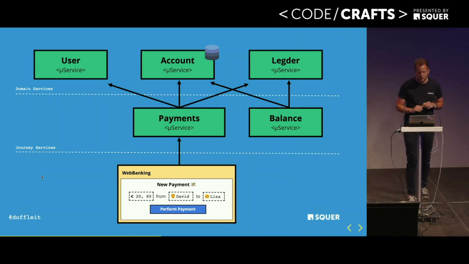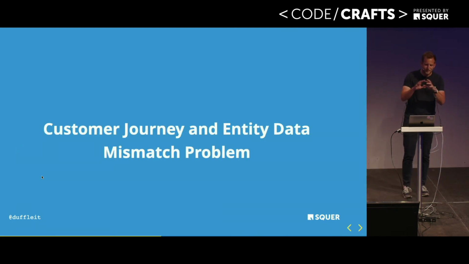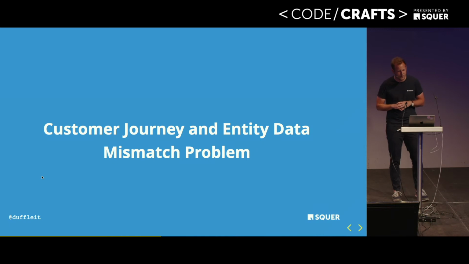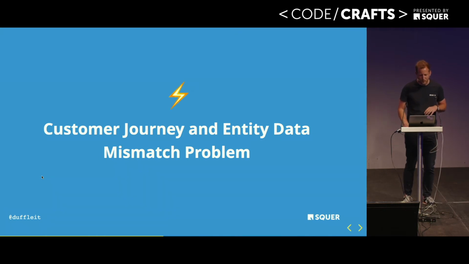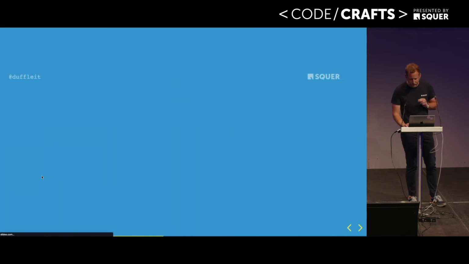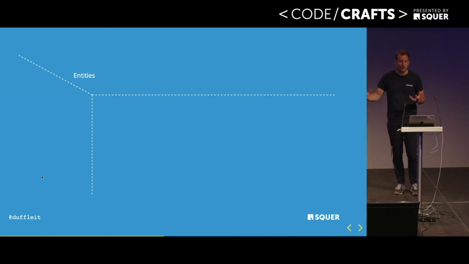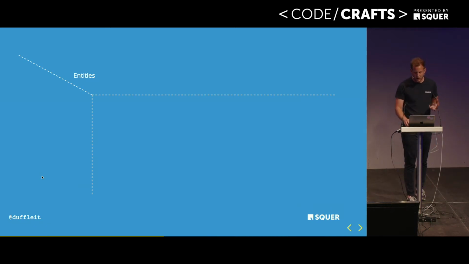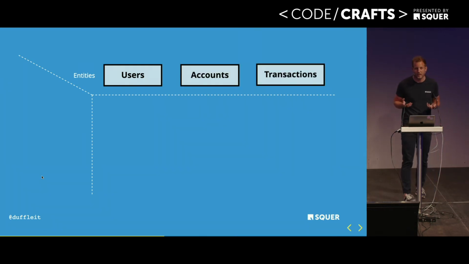And that's what I tend to call the customer journey entity data mismatch problem. I made up this term a few months or years ago already, so you don't need to Google it. You will probably not find it, but I think it describes the problem very well. Because if you think about it, each system basically has 2 things. It has entities. You cannot get rid of them. Even if you slice it along customer journeys, you will always have entities. You will always have end users, you will always have accounts, and you will also, for example, have transactions, right?